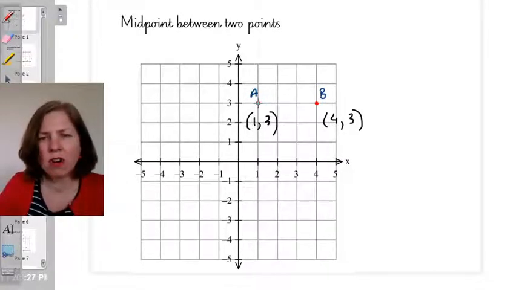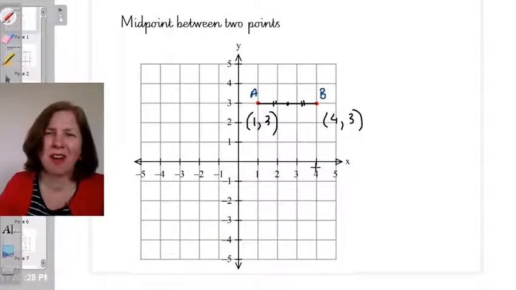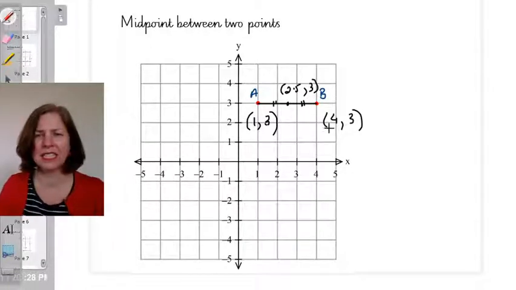So what I'm essentially trying to do is, if I draw a line from A to B, then I need to find this point right in the middle where this distance and this distance are going to be equal. Hopefully you can see this one's pretty straightforward. They're both at a y value of 3, so I just need to find the midpoint between 1 and 4. And if I just look at my x-axis, it's easy to see that it's going to happen at the point 2.5, 3. So it's not necessarily a whole number.